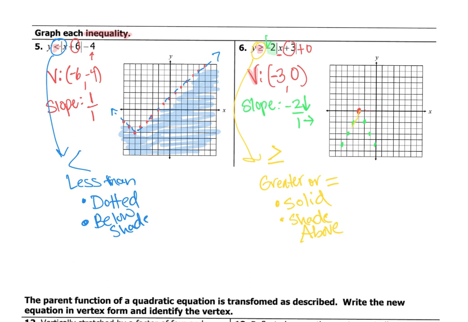So a solid line to connect our points. Here's my vertex. We're shading above. So everything on this outside part of the V. Shade it good enough for me to know where it is you're shading, and that's done.